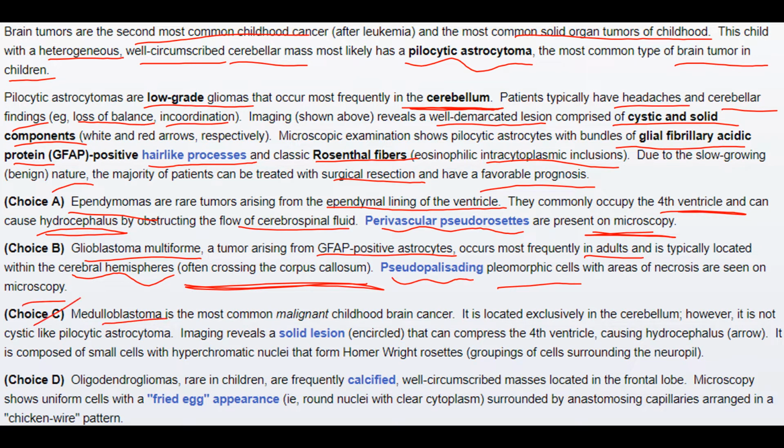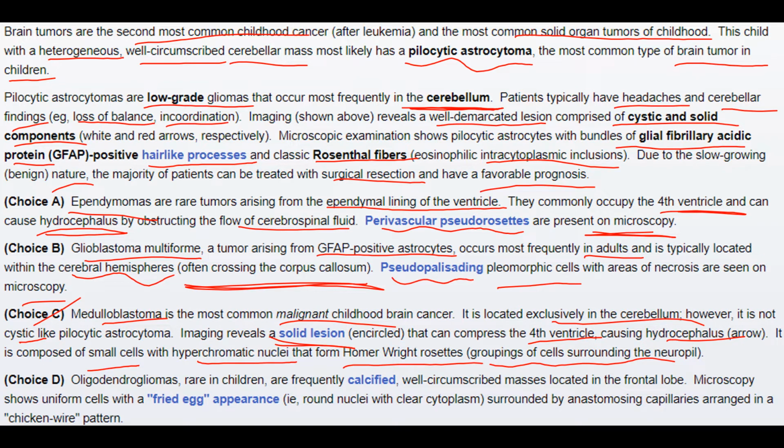In choice C, medulloblastoma is the most common malignant childhood brain cancer. It is located exclusively in the cerebellum. However, it is not cystic like pilocytic astrocytoma. Imaging only reveals a solid lesion that can compress the fourth ventricle, causing hydrocephalus. It is composed of small cells with hyperchromatic nuclei that form Homer-Wright rosettes, that is, grouping of cells surrounding the neuropil.